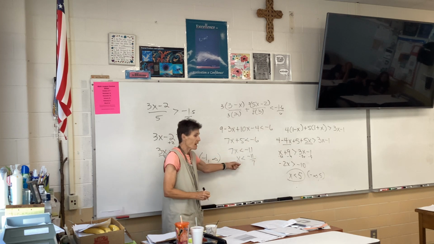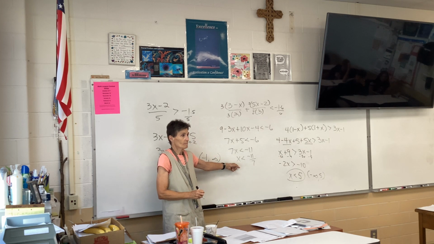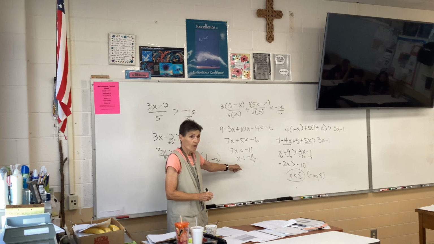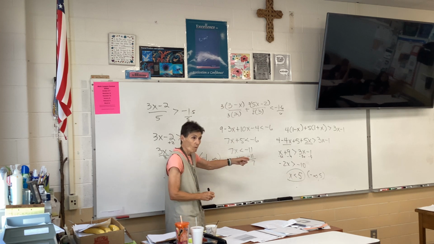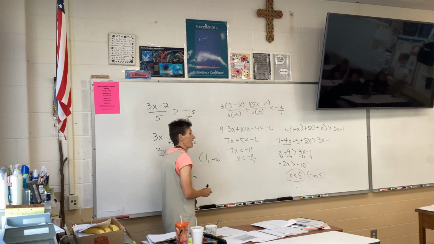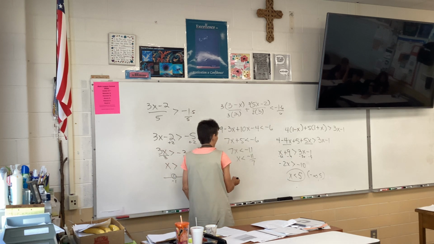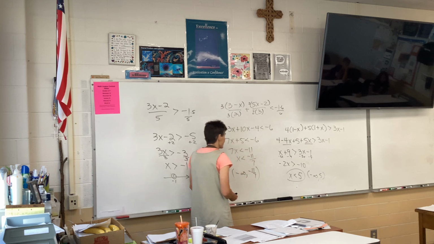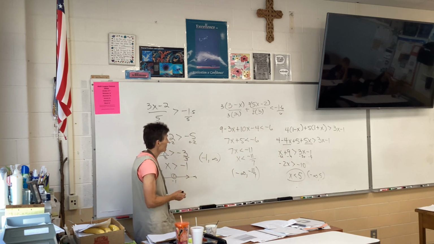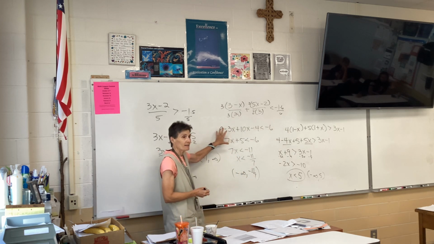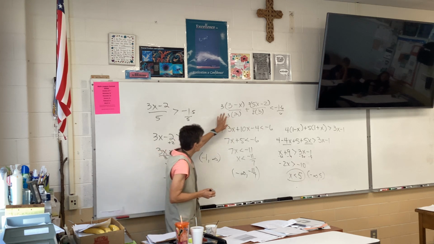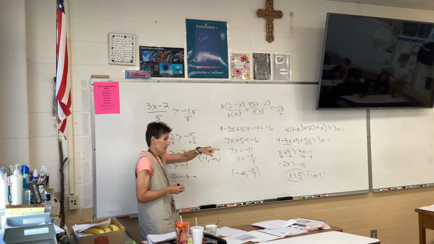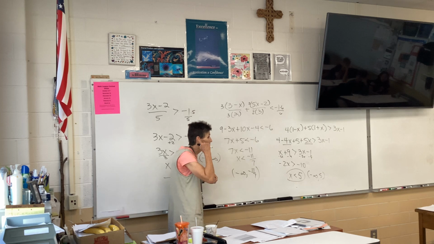Okay, anybody get that? Say write it together. That's okay. We did? Yes. Awesome. What interval did you write? Negative infinity, negative 11/7. Very good. Very, very good. Now, anybody not get this? Anybody have a question about where something happened?